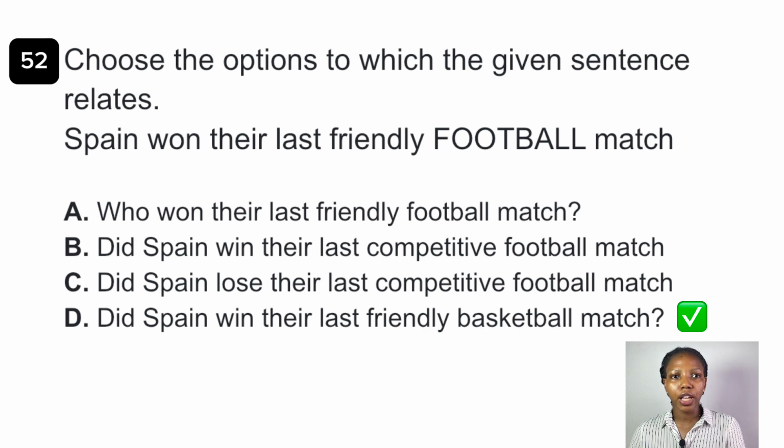So don't forget that in contrastive stress, you need to look for the option that does not include the emphasized word or has a different word compared to the emphasized word. So basketball is different from football, and that makes it the answer to this question. If you look at options A, B, and C, they all contain the emphasized word, and so option D is the final answer to this question.